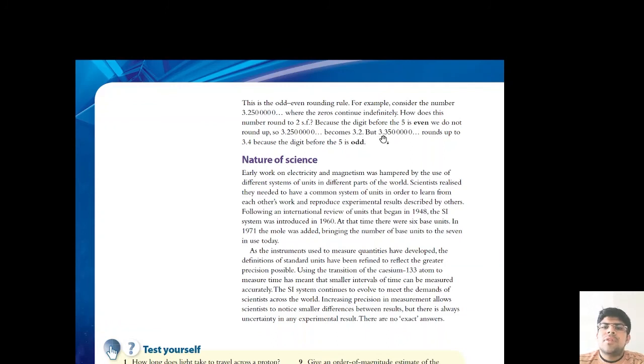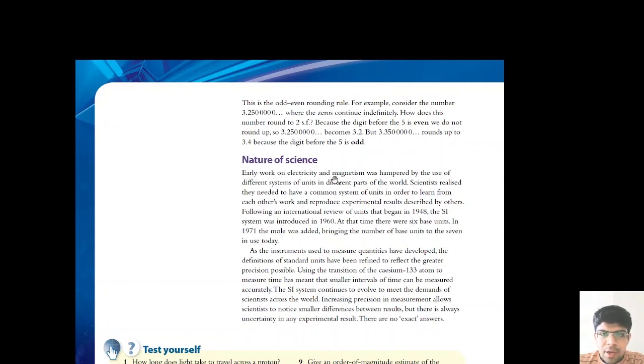But 3.35000 rounds up to 3.4. Because why? I think now you can understand this. It is 3.4 because the digit before the 5 is odd. Yes. And now, nature of science.